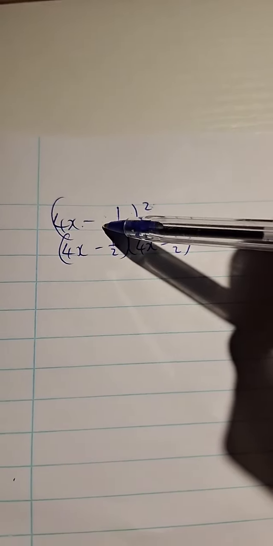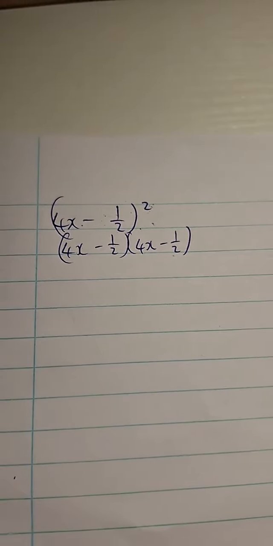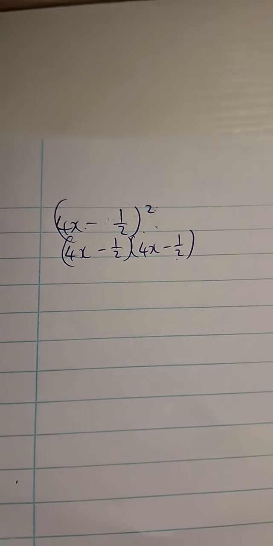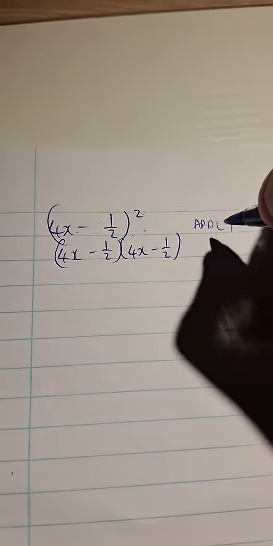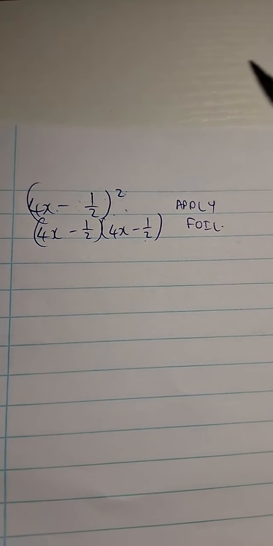And there's something noteworthy that we need to note here. Now that we've opened the 2 brackets, what do we now do? We apply something called FOIL.